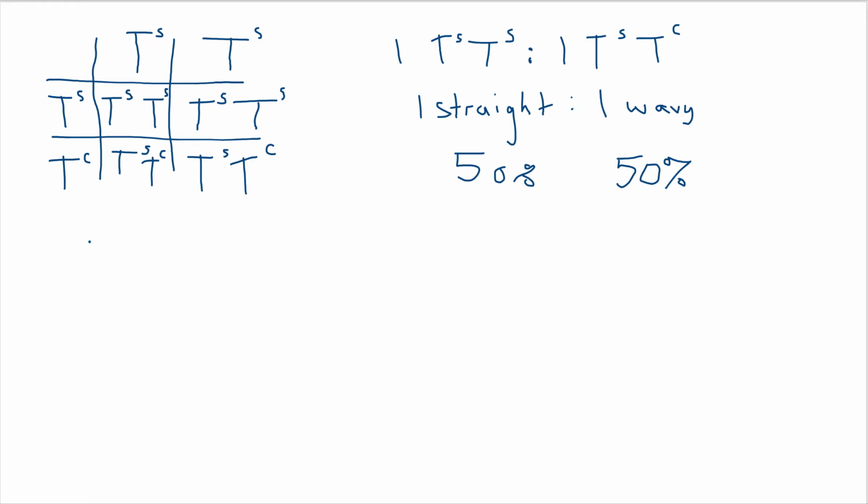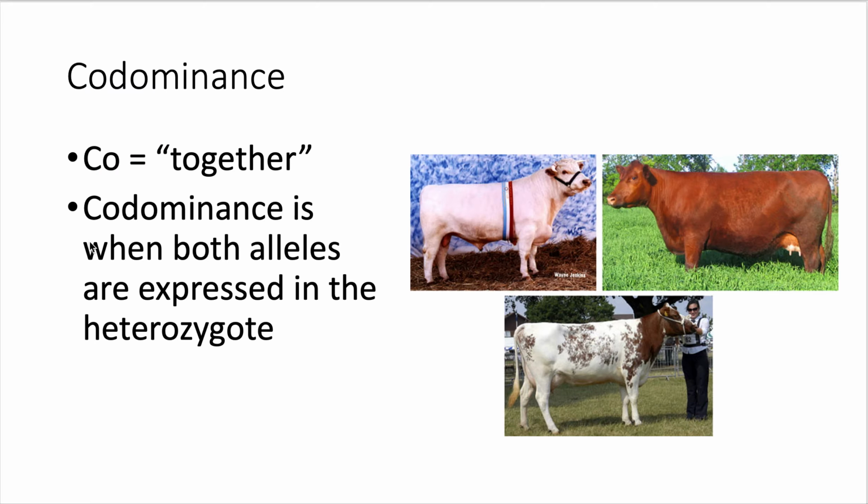So that is called incomplete dominance. You can also have traits that are determined by codominance. Co means together, like cooperate, right? So codominance is when both alleles are expressed in the heterozygote.